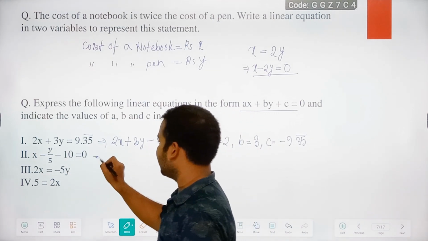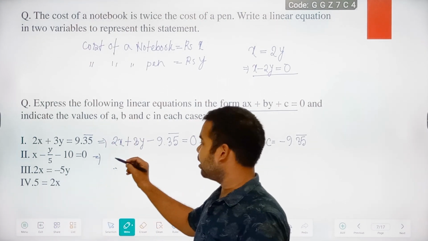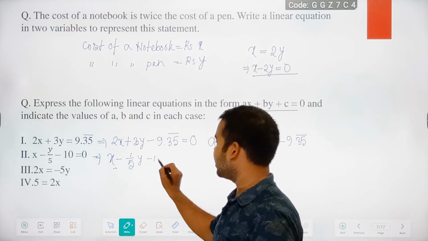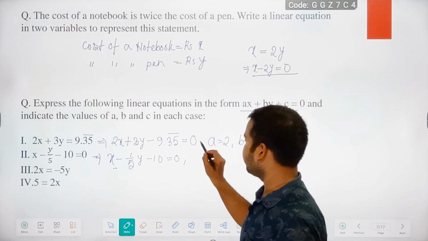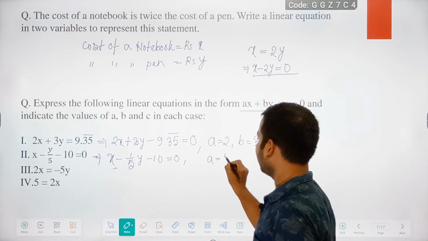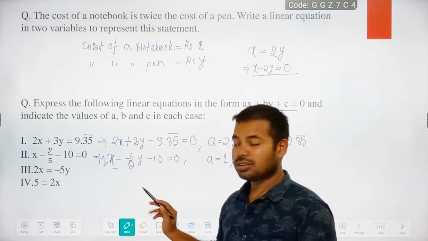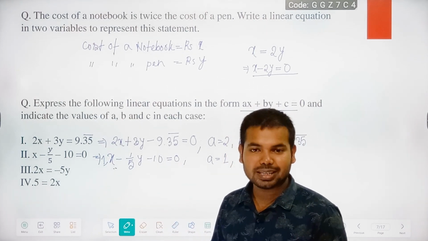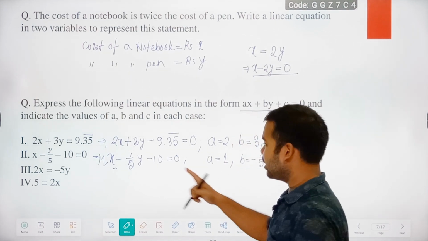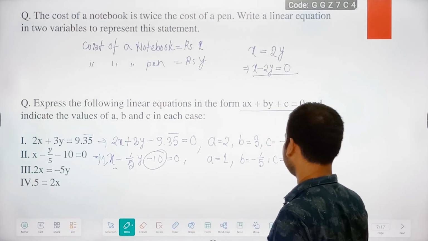Actually, I can write this equation as, see, I have to write y into something or something into y. So how can I write this? X minus 1 by 5 into y minus 10 is equal to 0. Now, what is the value of a here? A is equal to 1 because 1 is multiplied with x, right? There is a 1. Now, what is the value of b here? See, b is not equal to 1 by 5, b is equal to minus 1 by 5, okay? So, b is equal to minus 1 by 5. And what is the value of c? C is equal to minus 10.